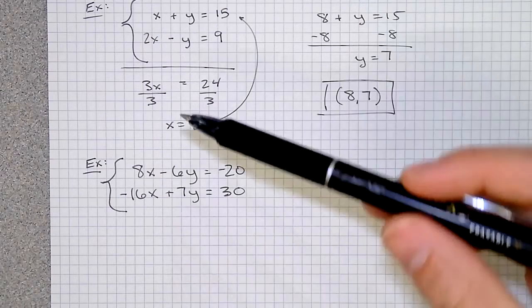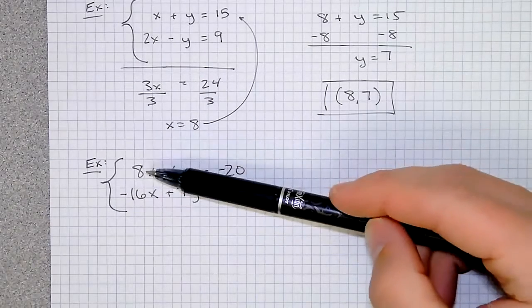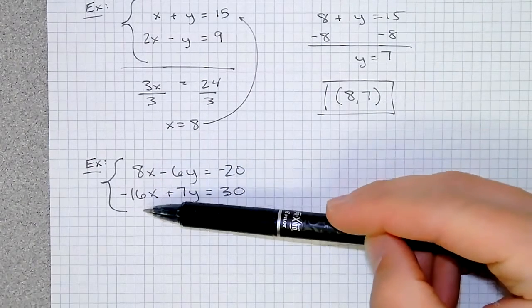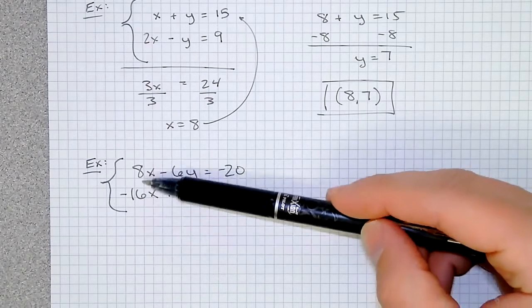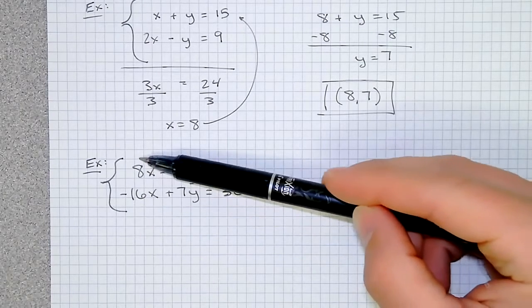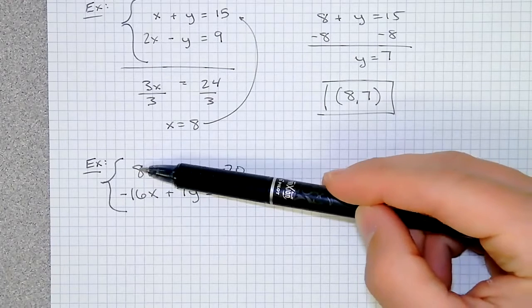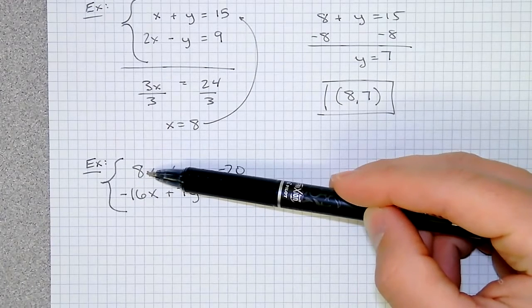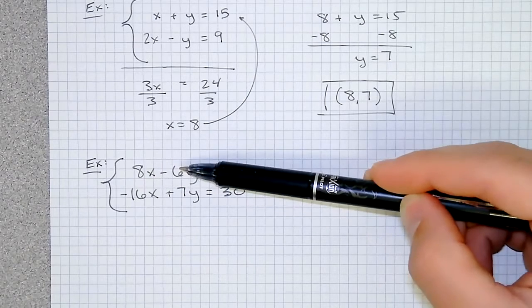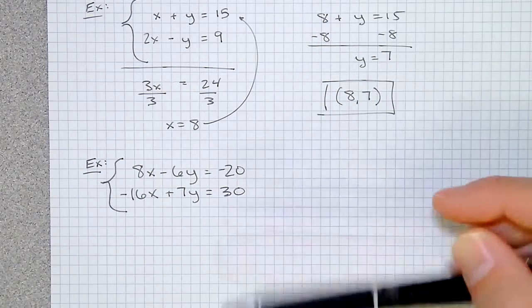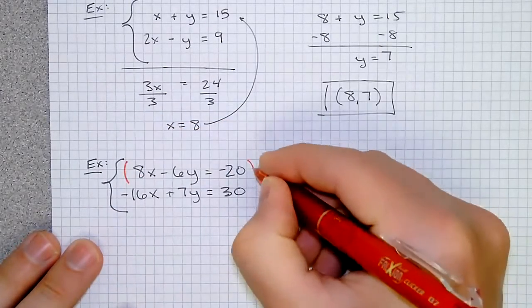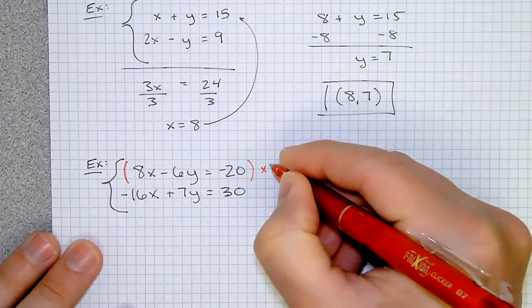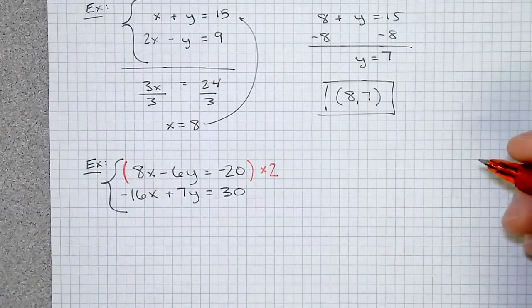So if we take a look at the x's in particular, we have a positive 8 and a negative 16. If I want these to be eliminated, what does my top one need to be? 16, right? Can I easily turn this into a 16? Multiply it by 2, right? But I have to multiply everything in that equation by 2. So we're going to take this whole equation and multiply it by 2.